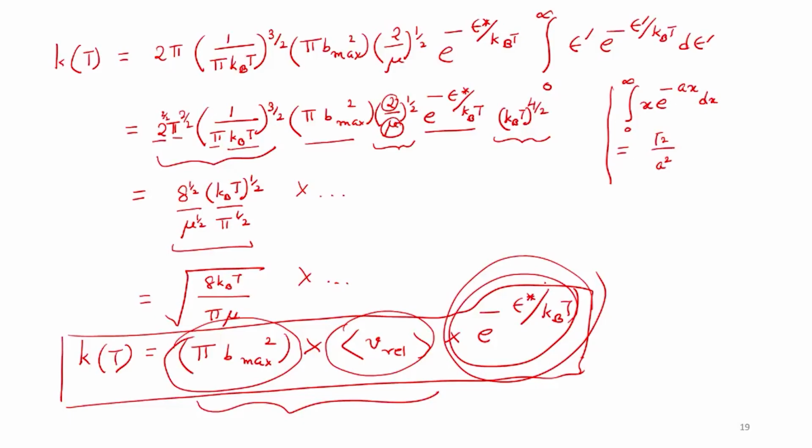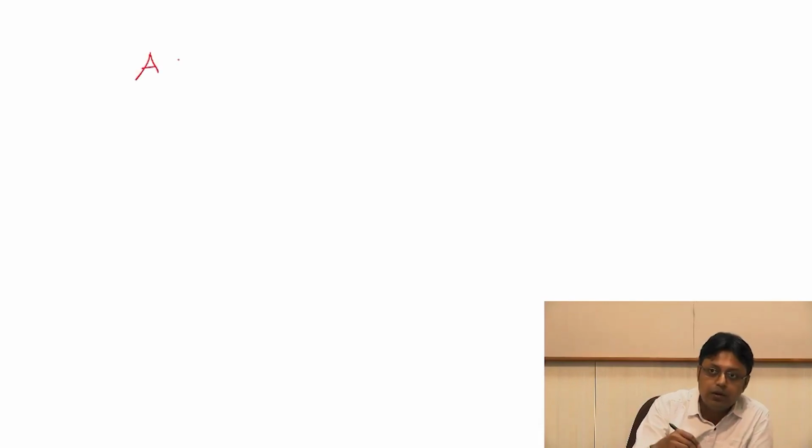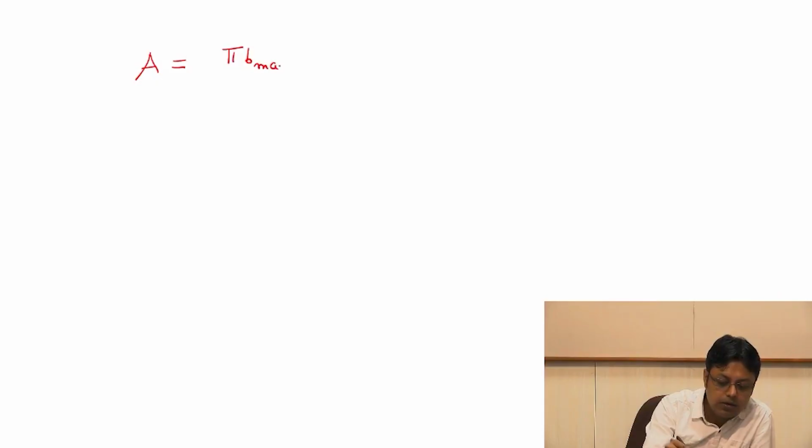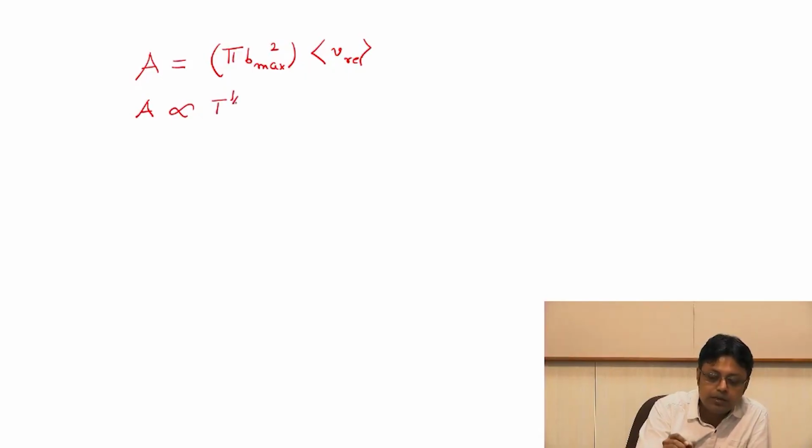Thus we see that even a very simple model, the collision theory model, gives a very Arrhenius-like expression, which we got, unlike the simple collision model, where we did not impose the energy criteria. So A is nothing but π b_max squared times V relative average. Now you see that A has a temperature dependence because V relative goes as the square root of temperature. So the temperature dependence is not only coming from the exponential part, it is also there. So the pre-exponential factor is also temperature dependent.